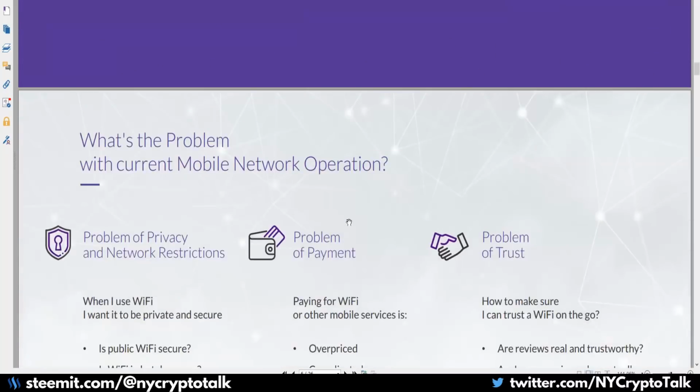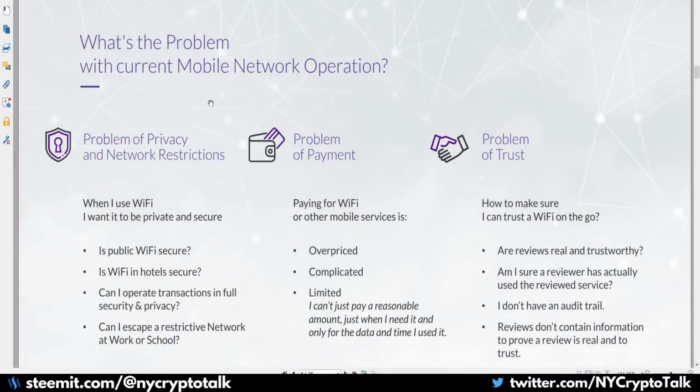And they talk about how it's going to work. And what's the problem right now? As I mentioned before, there's the problem of privacy, network restrictions, problem of payment, problem of trust, going to a Starbucks, going to a random local coffee shop to get Wi-Fi, or if you're in another country and you need to be able to reach loved ones when you're traveling abroad in a hotel.